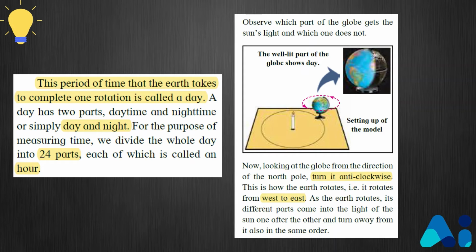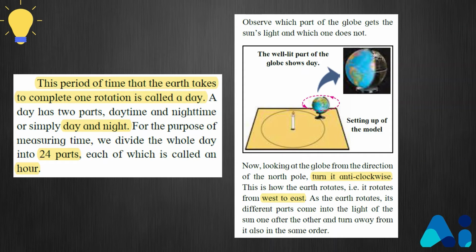Now a day has two parts, a daytime and nighttime, right? Or simply called day and night. Also, we divide the whole day into 24 parts, okay? And those are the 24 hours, right?